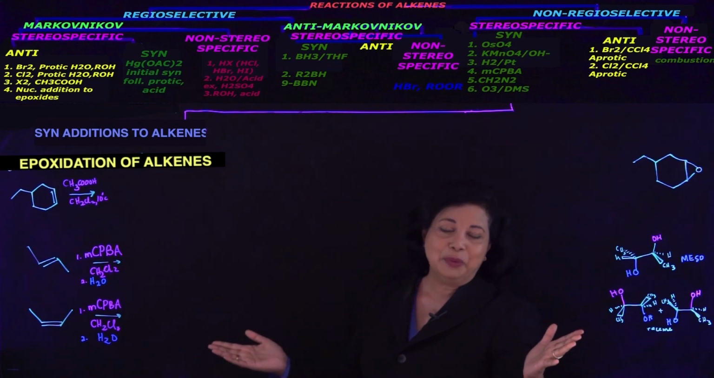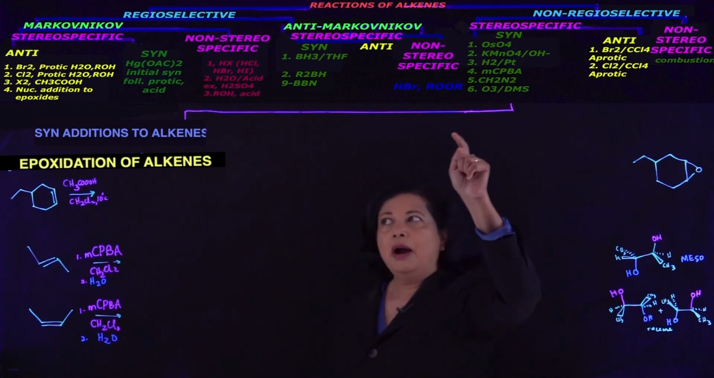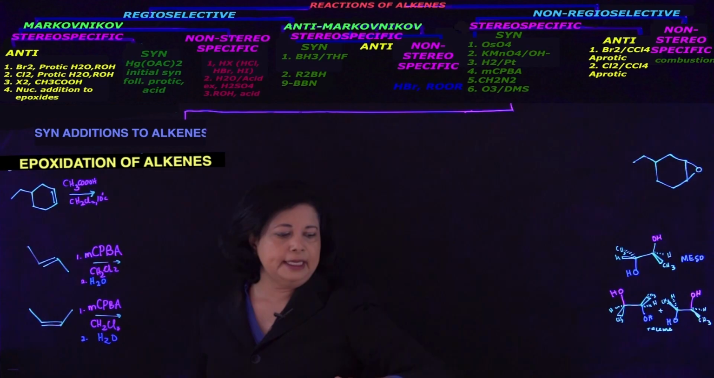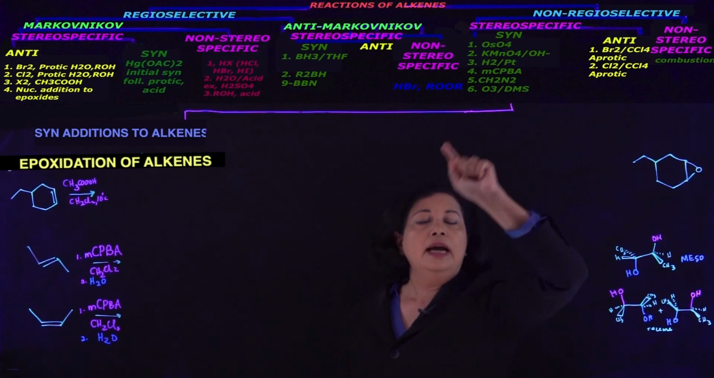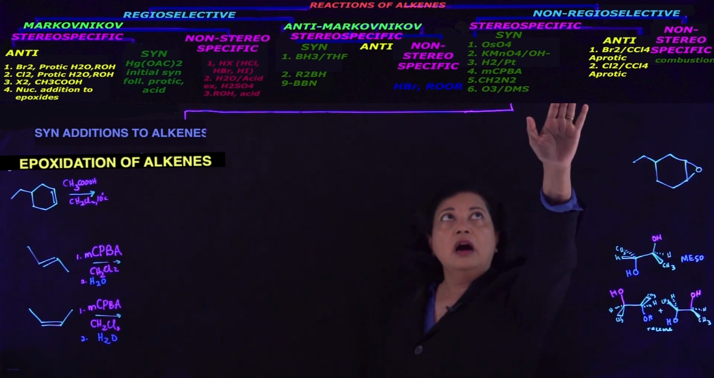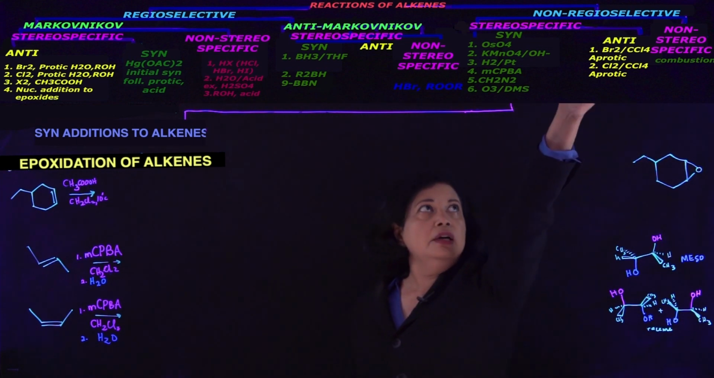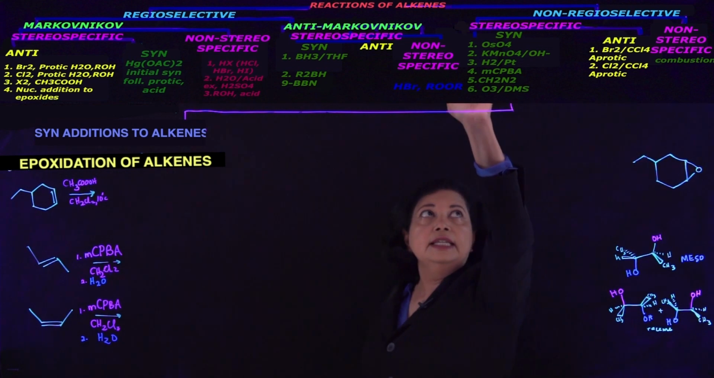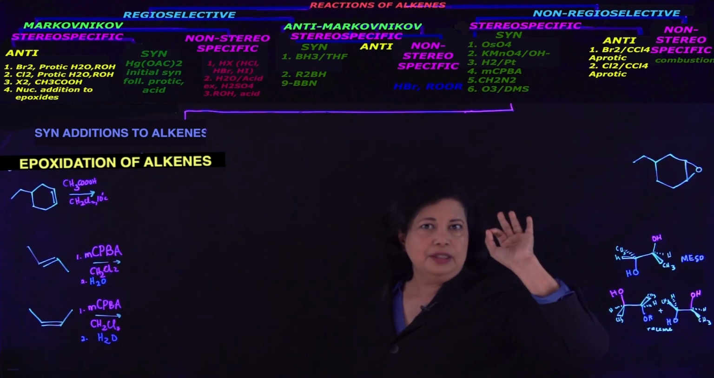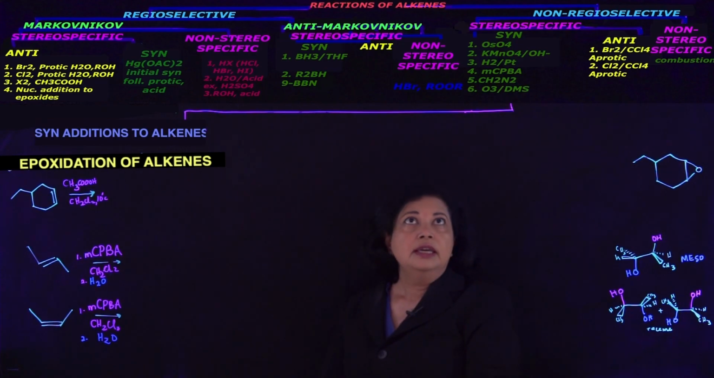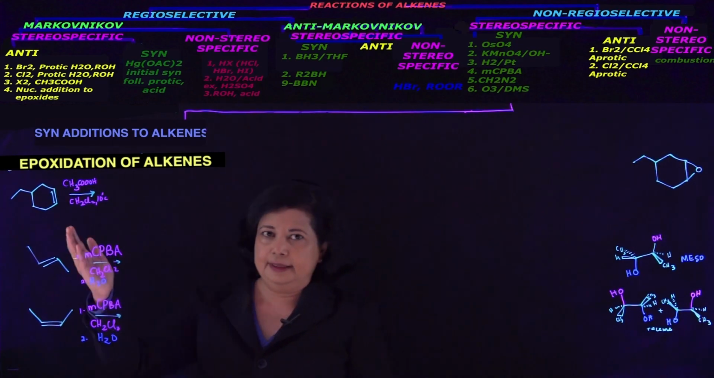Welcome back, everybody. We are going to talk about epoxidation. Epoxidation of alkenes can be done with MCPBA or a peroxide. And we are going to see how a non-regioselective and stereospecific, in particular syn-stereospecific, reaction is going to affect alkenes.